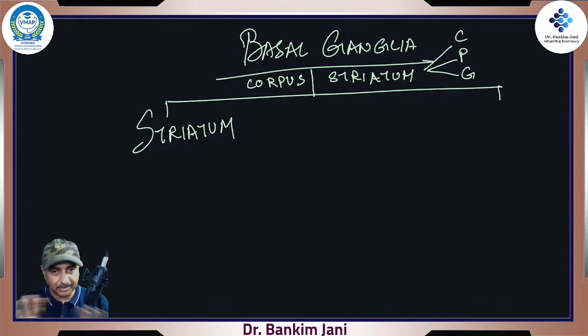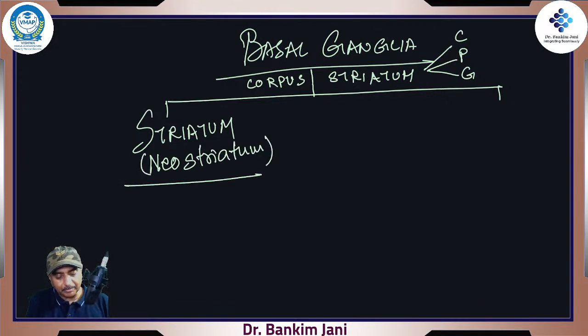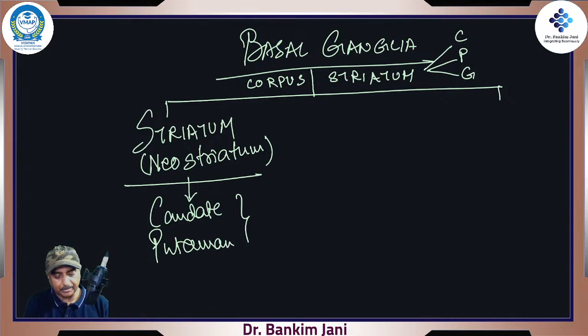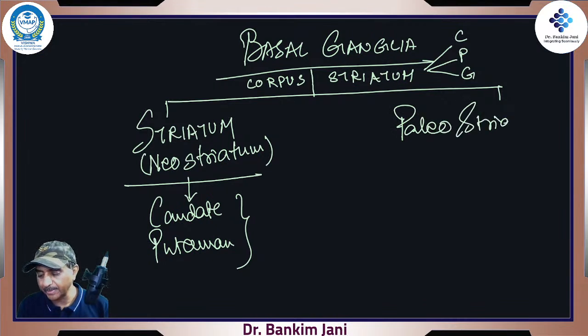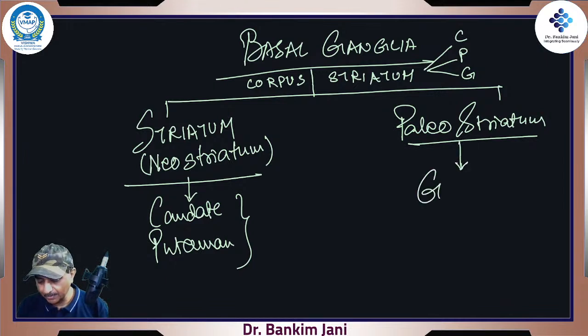When we say just striatum, this is also called the neostriatum, right? And this neostriatum consists of caudate and putamen. So they are the part of it, caudate and putamen. What about this second part? This, other than the neostriatum, is called the paleostriatum, and that consists of only one, globus pallidus.